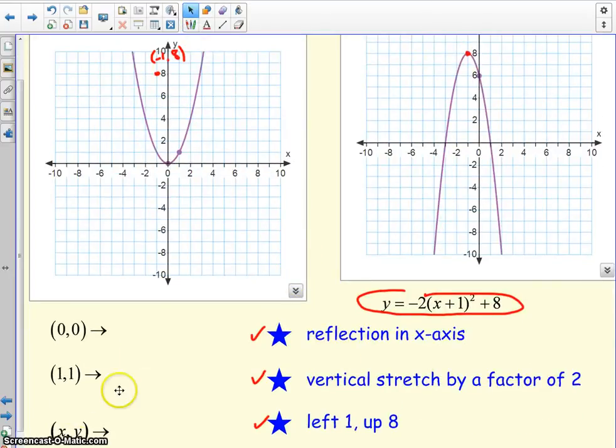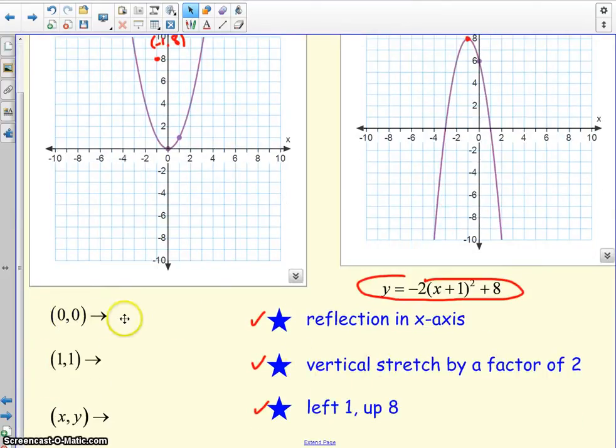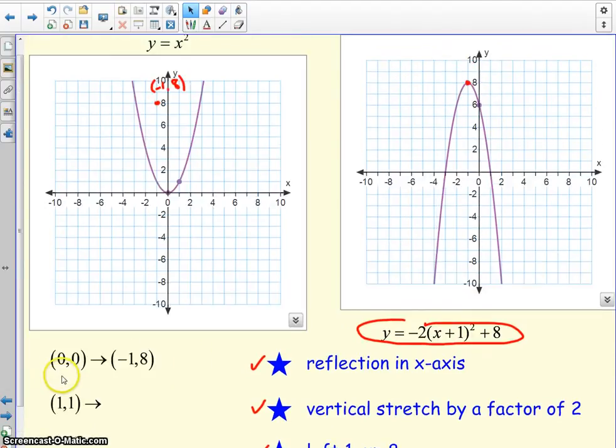Now, just to summarize here, you're wondering what this notation is down here. This is called a mapping. So I took (0, 0), and I went through all these transformations, and it mapped that point from (0, 0) to the point (-1, 8). Okay, and I'm going to repeat this process with the point (1, 1) again just to see what happens.